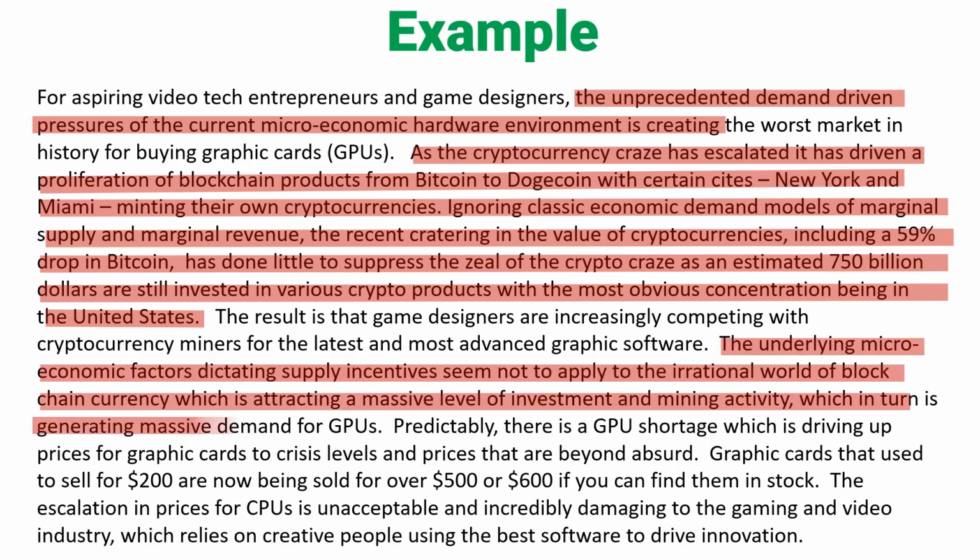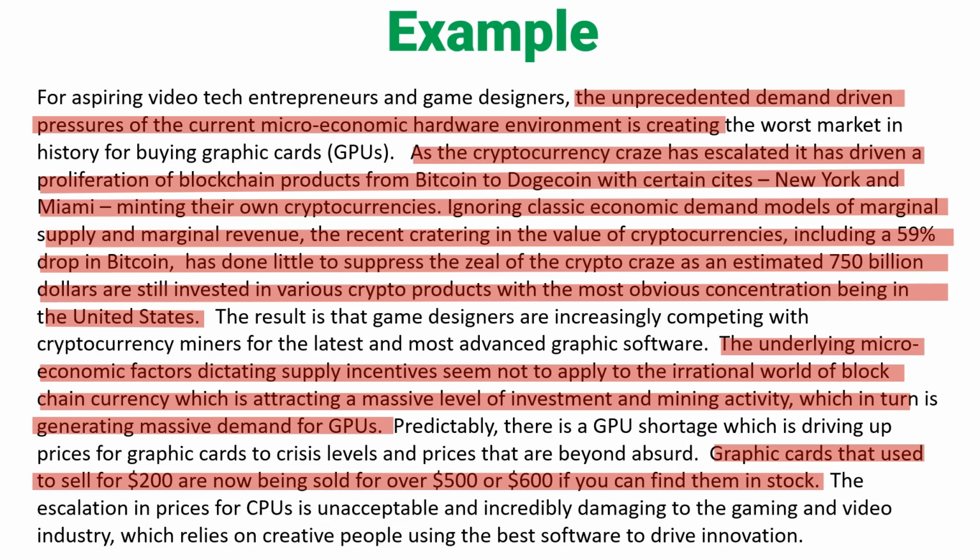Again, we are reading for a single declarative sentence, some conclusion-y kind of sentence that's going to tell us what the author thinks, and we get one. Predictably. It's a great word. Predictably, there is a GPU shortage, which is driving up prices for graphic cards to crisis levels and prices that are beyond absurd. Great, I understand that. My guess is the next sentence is going to be an example of how expensive graphic cards are, and it's right. We don't care about examples. And then we always slow down at the end as well.